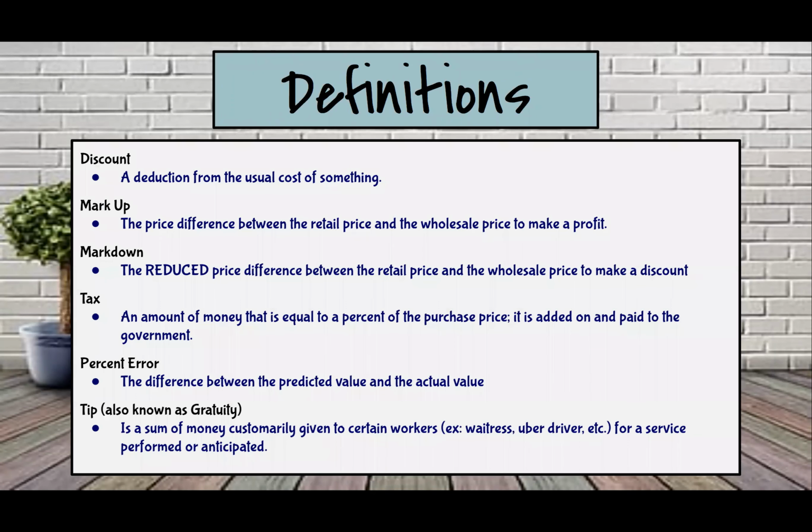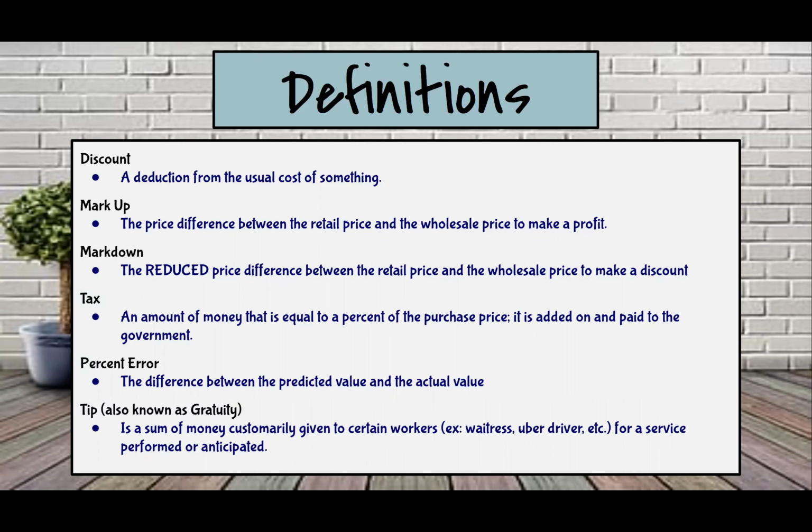So let's go over some definitions. A discount is a deduction from the usual cost of something. You'll usually find discounts when you go to the store. You'll see like a 30% coupon, or 20% off of the original amount. Markup is when you want to make a profit. Like if you were a store and you wanted to sell something to make a profit, you're going to mark it up. So the markup's the difference between the retail price and the wholesale price to make a profit.